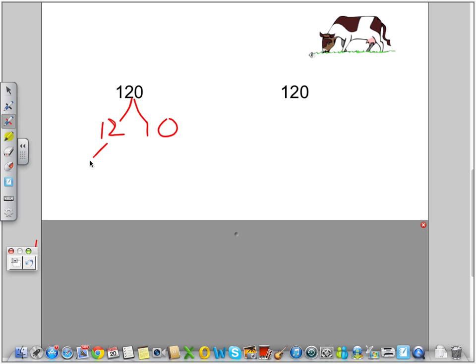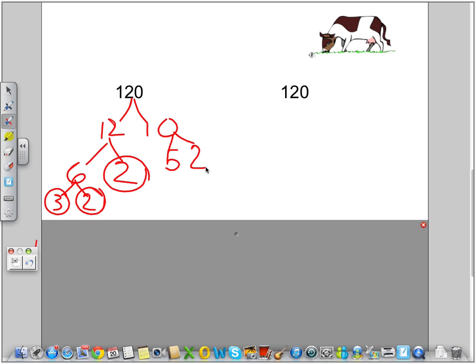Neither of which is prime, so I'll take 12 and separate it into 6 times 2. 2 is prime, but 6 is not. 6 becomes 3 times 2. All of those are prime. Now I've got to come over to the 10 because that's not prime. 5 times 2. Both are prime.